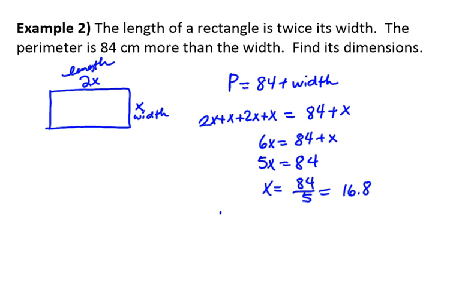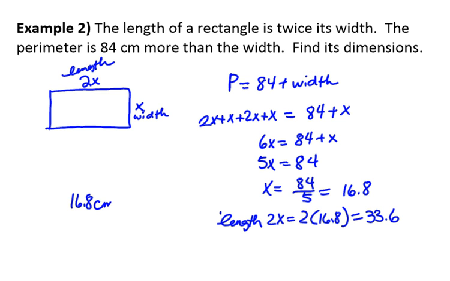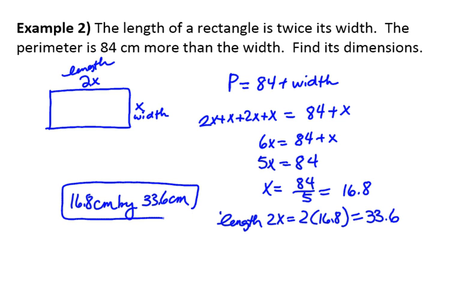So if the width is 16 8/10, the length is going to be equal to 2 times x. So 2 times 16.8, which is equal to 33 6/10. So this rectangle has dimensions of 16 8/10 centimeters by 33 6/10 centimeters.